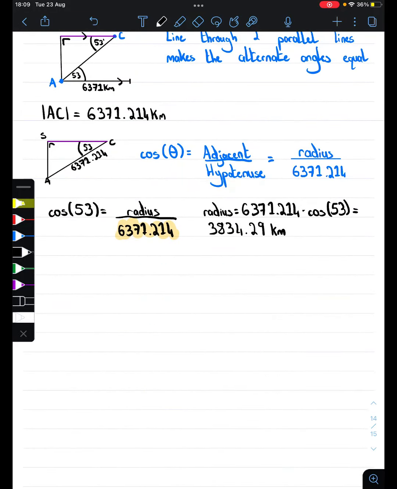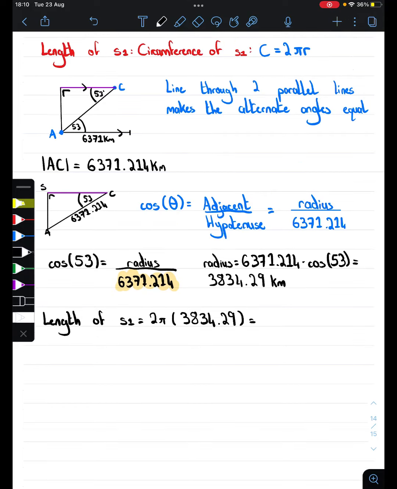So the length of S1 is just 2 pi times this radius, 3,834.29, which is 24,091.55 kilometers, or to the nearest kilometer, 24,092 kilometers.